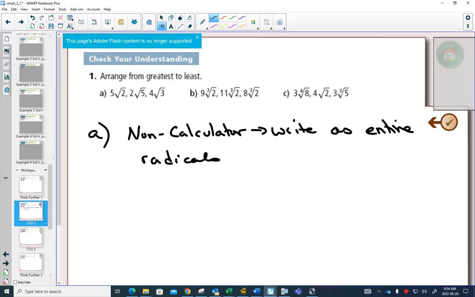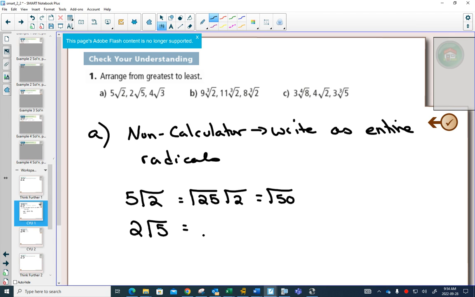So what I would do is I would say, okay, 5 root 2's. 5 is the same as square root of 25. So this is the same as writing square root of 25 times square root of 2, which we've already learned we can multiply those together, and that root 50 was part of our root 2 family. 2 root 5's, well, 2 is the square root of 4, and that gives us the square root of 20. And 4 root 3's, well, 4 is the square root of 16.